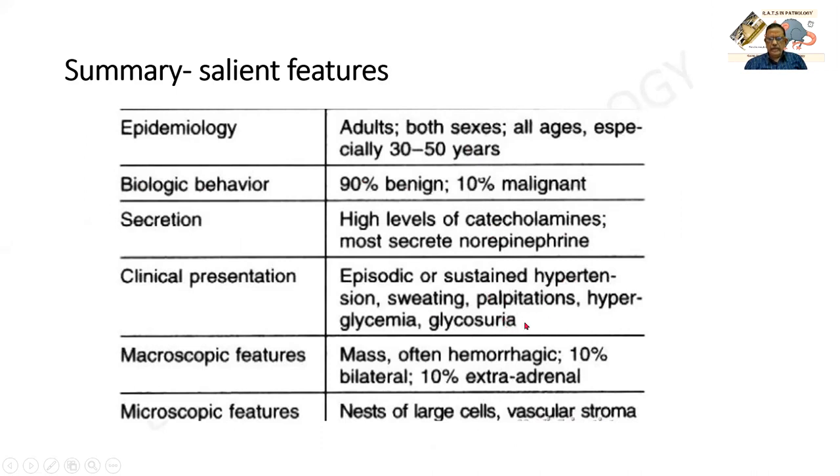Glycosuria also can be there. And macroscopically, you find that it is a hemorrhagic mass confined to the adrenal medulla. 10% of it can be bilateral. 10% is extra-adrenal. Microscopic features are large nests of cells, called the Zellballen pattern, and separating vascular stroma.